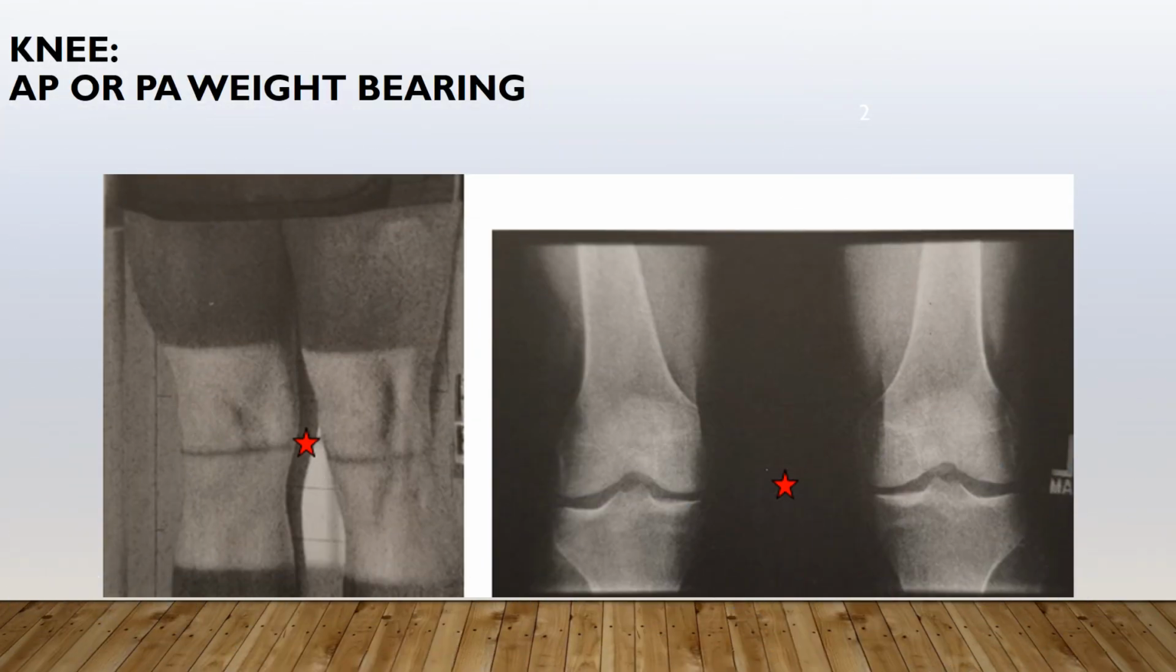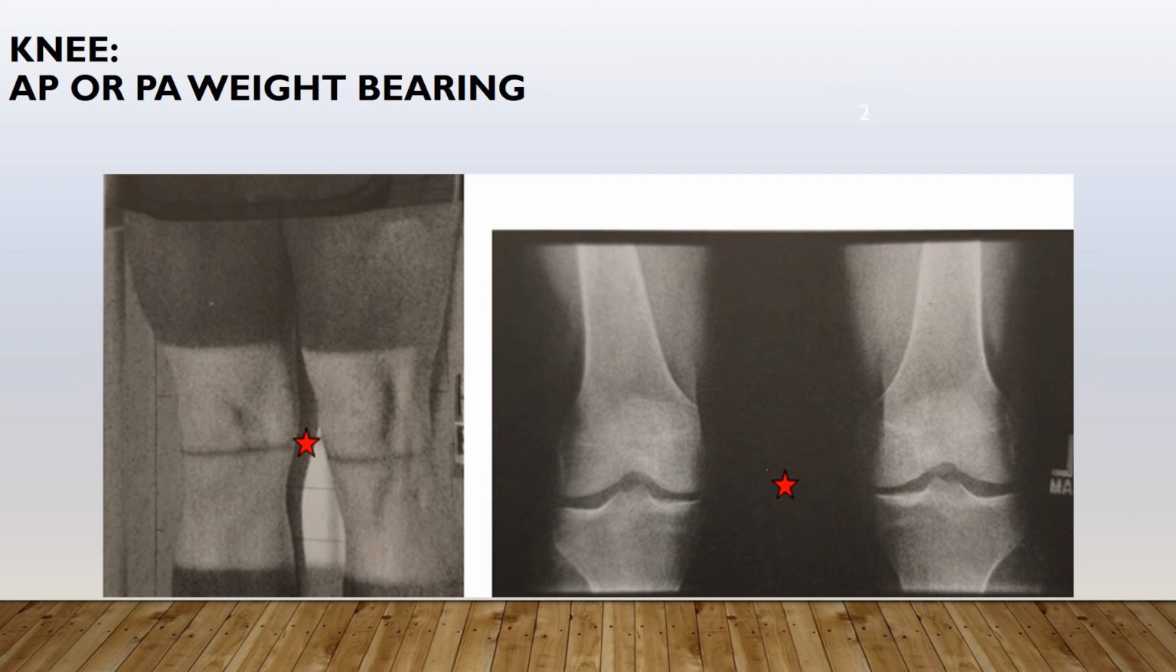Here's a patient for an AP weight-bearing knee. This also can be taken with the patient PA. If the patient is PA, then what you're going to need to do is place the patella against the X-ray table and direct the X-ray tube 10 degrees caudad.